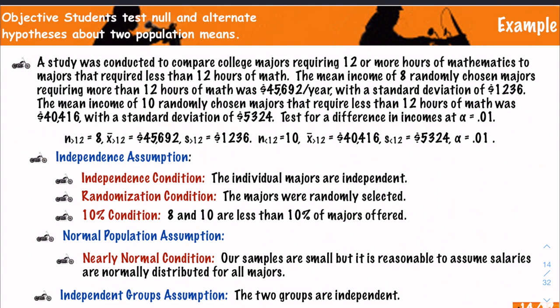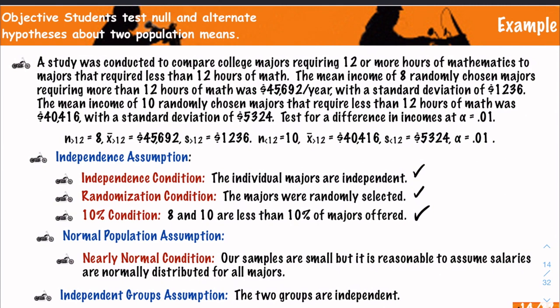So let's go through and check our assumptions and conditions. So, independence assumption. We have met the independence condition. The individual majors are independent. The randomness condition says that the majors were randomly selected. 10% condition, 8 and 10 are definitely less than 10% of the majors offered.